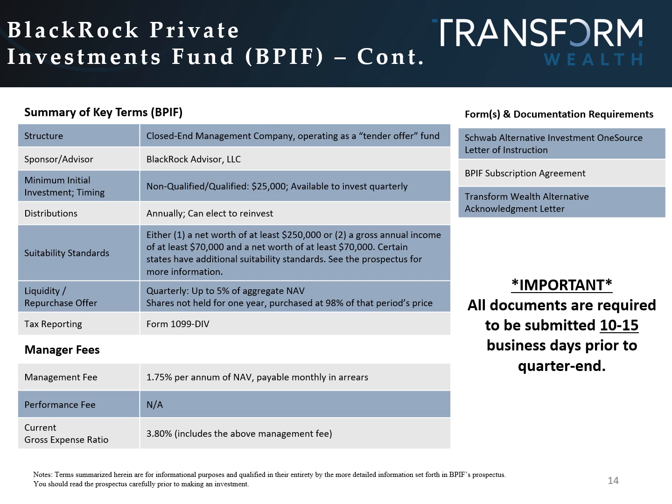There is a current minimum investment of $25,000. BPIF has an annual 1.75% management fee and does not have an incentive fee. Additionally, like all private equity funds, there are fund operating expenses that are charged to the fund. The current gross expense ratio is 3.8%, which includes the 1.75% management fee.